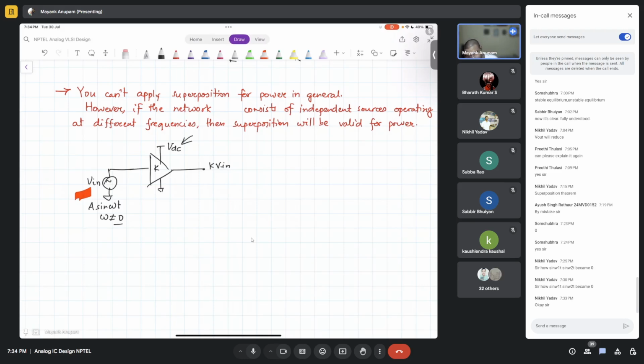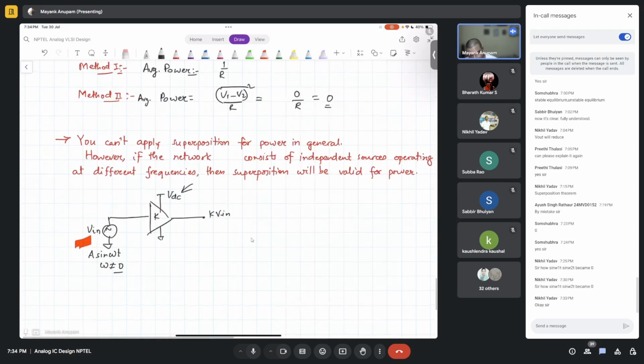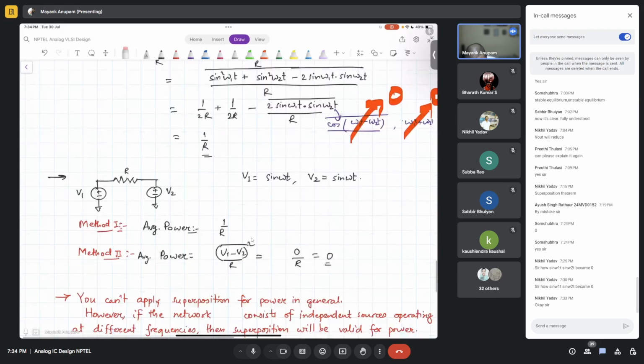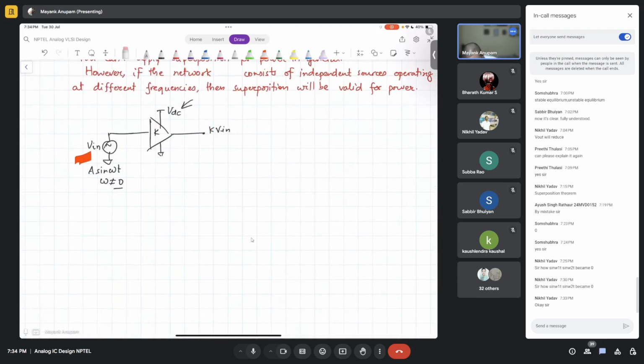But since your network is linear, and we already saw that in linear networks, if the frequencies of the independent sources are different, then the powers will not multiply. The powers will simply add. So this will be DC power because of VDC, and on top of it we will see this sinusoid coming like this. Correct?